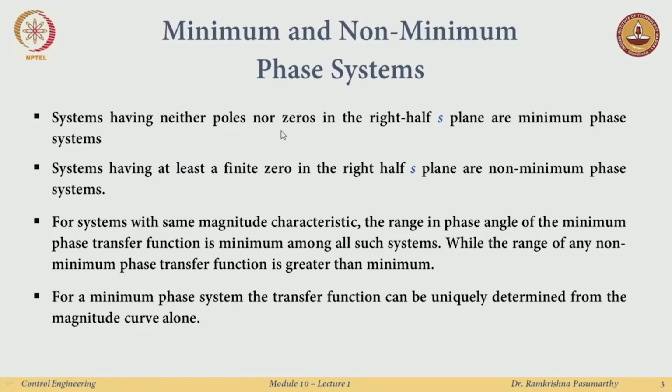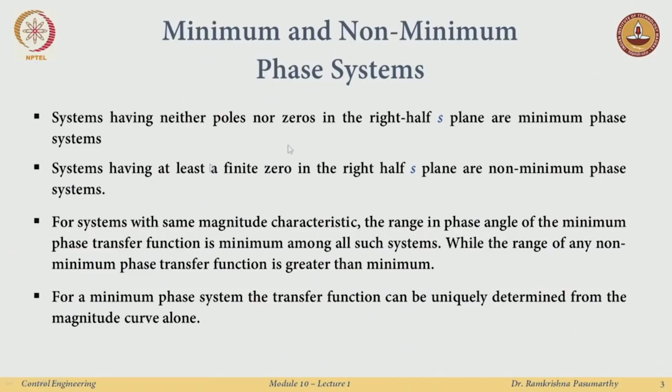All we knew while we were drawing the root locus was that the poles go to the zeros and so on. So, now what are these non-minimum phase systems? These are systems which have some finite number of zeros in the right half S plane. Okay, so how do I identify when a system is minimum phase or non-minimum phase?